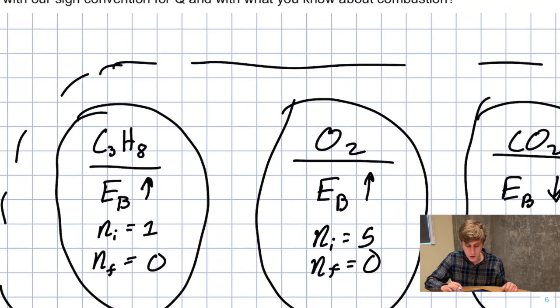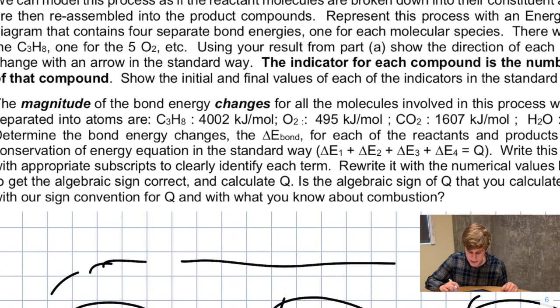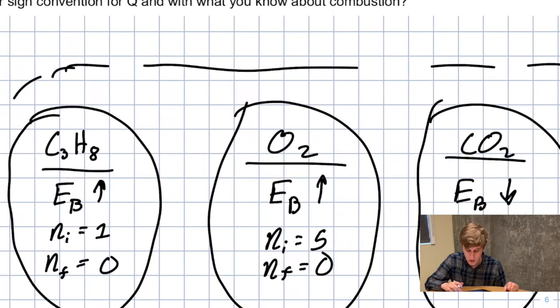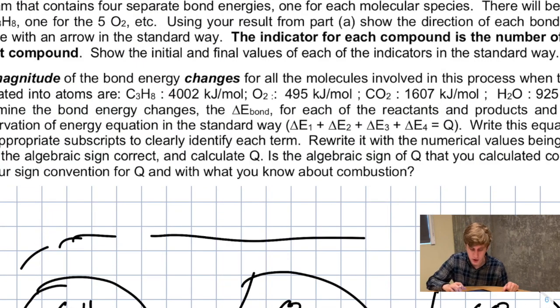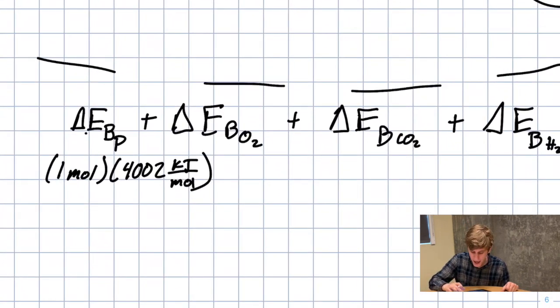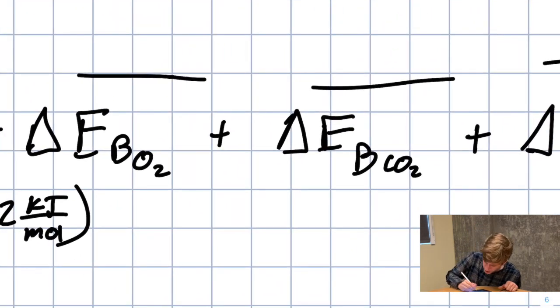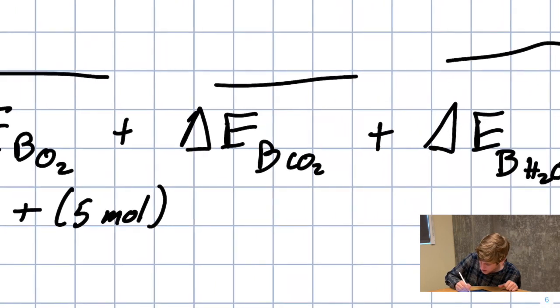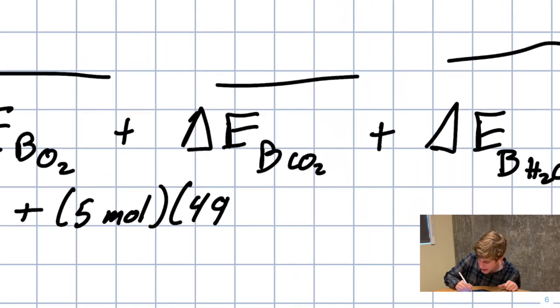Next, we'll go to the oxygen. This problem tells us that the oxygen has a bond energy of 495 kilojoules per mole. We have 5 moles of oxygen, so our change in bond energy for the oxygen is 5 moles times 495 kilojoules per mole.